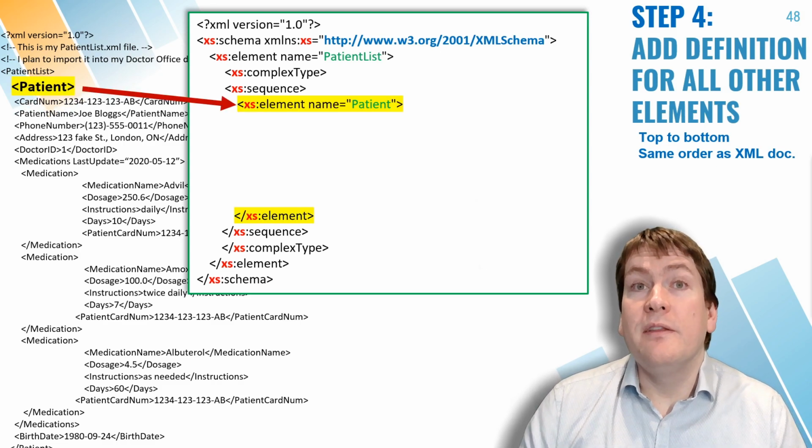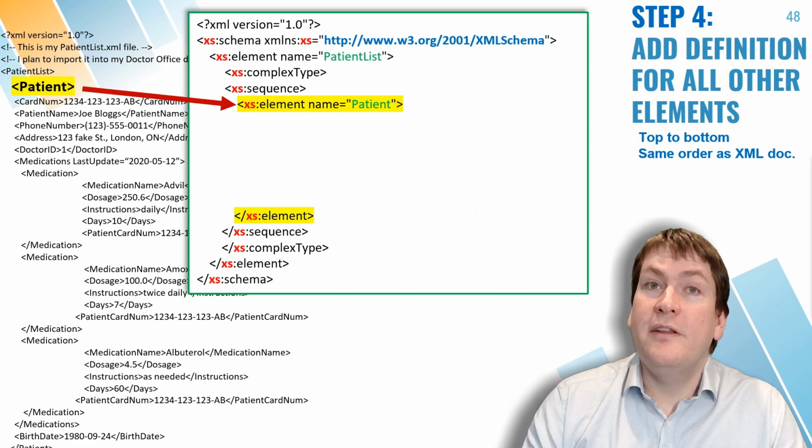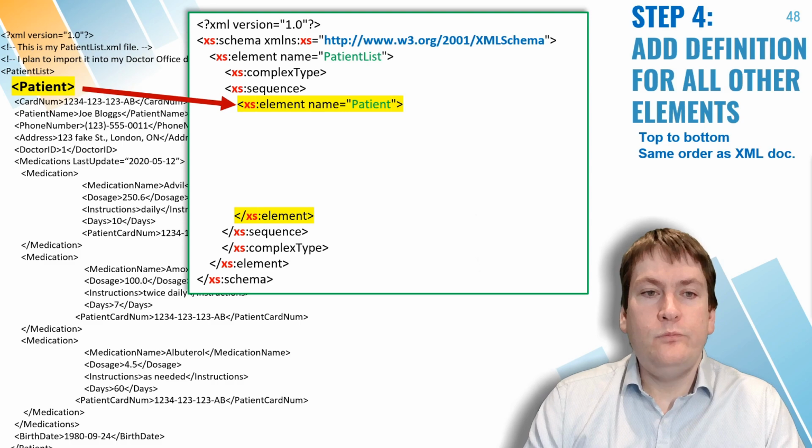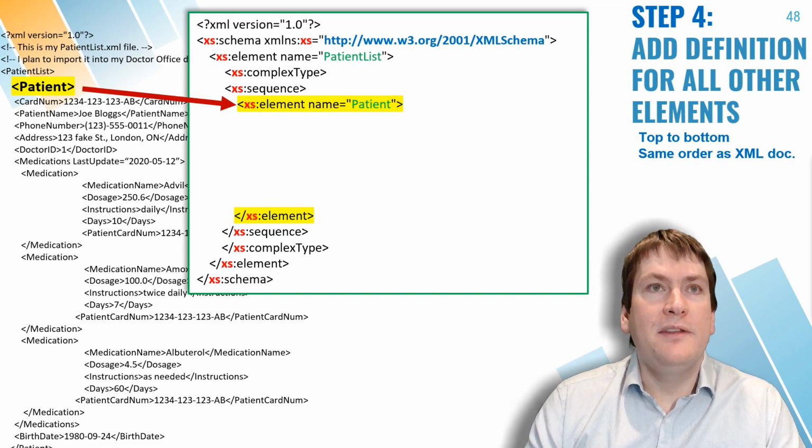It's important that we go in the same order, top to bottom, because they have to appear in the same order in the schema as they appear in the XML document. The next one we hit is patient. So we add the corresponding element with the name patient. Once again, those are case sensitive. So in this case, it starts with a capital P. So we have to make sure it's capital P in the schema.